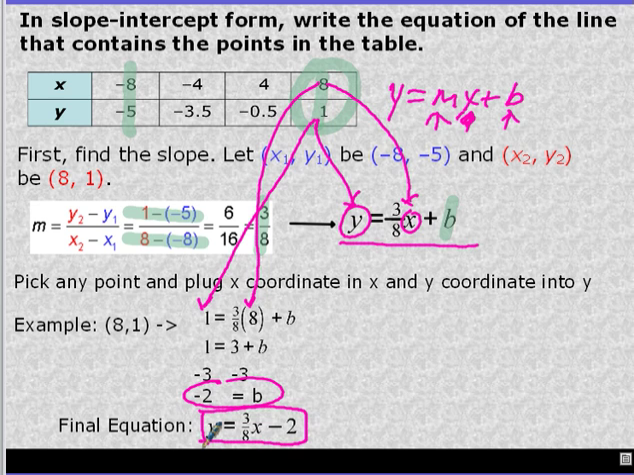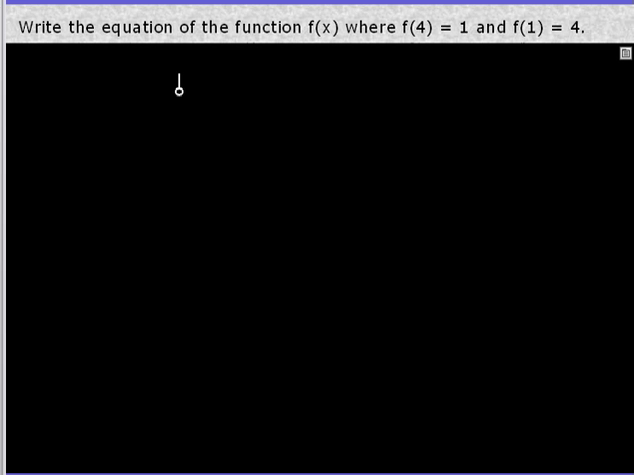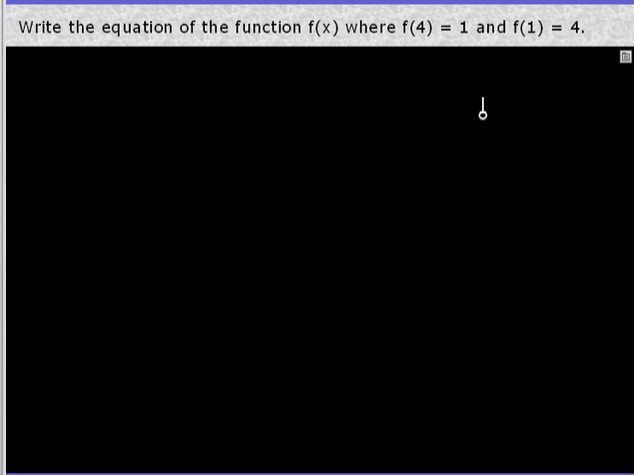Okay, I have a problem just like that. It just looks different, and it seems to cause confusion because we're just starting to get used to function notation. This is actually similar to the last problem, except for the points that have been picked out for you, and that may not be obvious to you right now. So you want to write the equation of the function f of x, where f of 4 is equal to 1 and f of 1 is equal to 4.